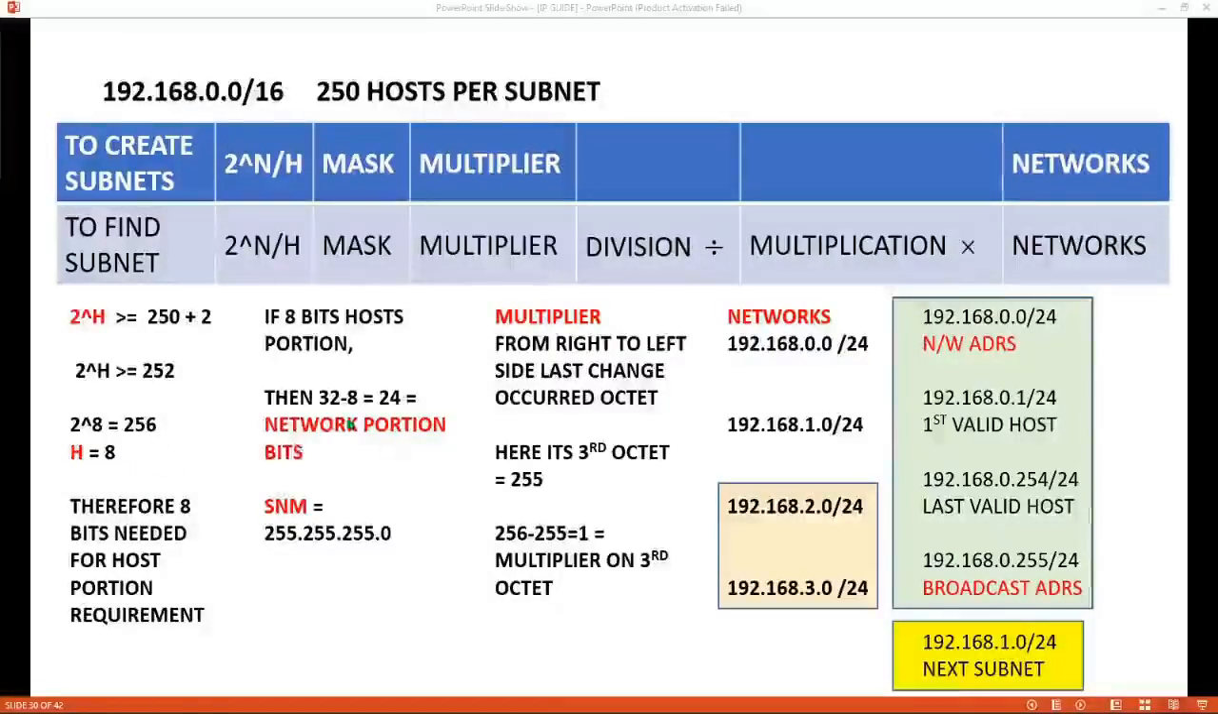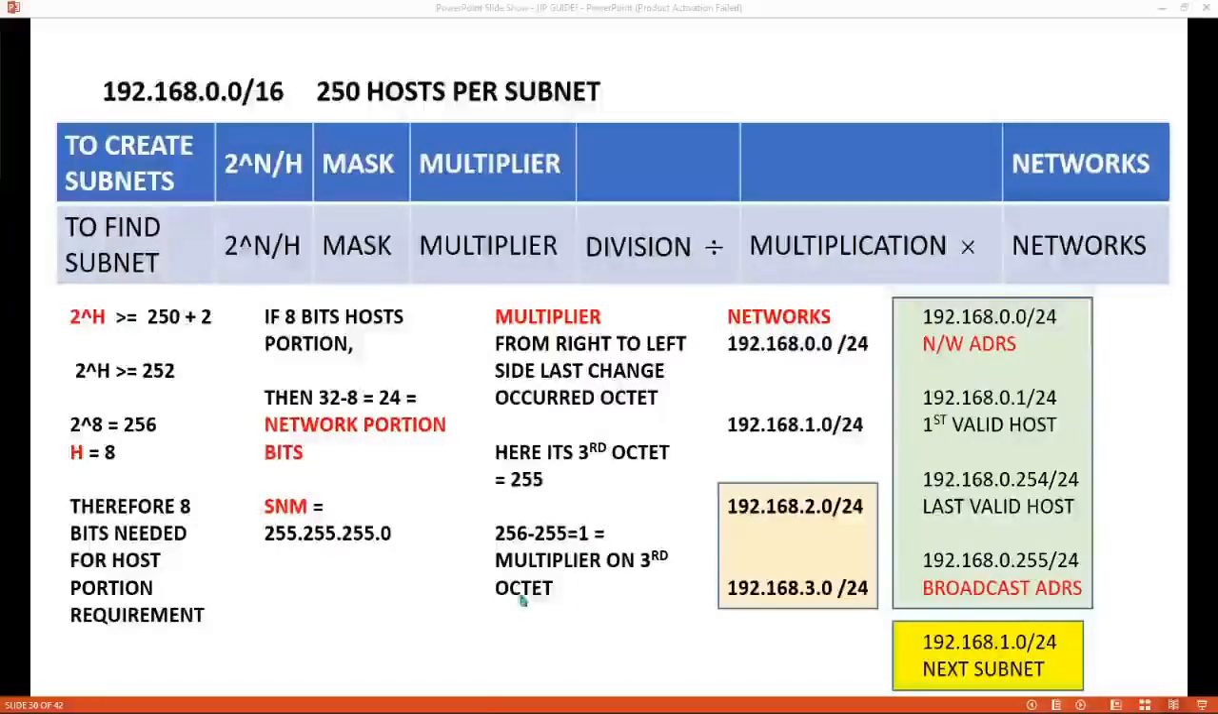So I can specify the subnet mask as 255.255.255.0, and then after writing the subnet mask I can find the last change occurred position, which is the third octet, 255. So I can deduct it from 256. So 256 minus 255 is 1, which is the multiplier on the third octet.